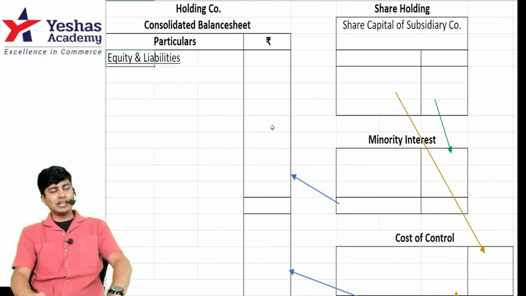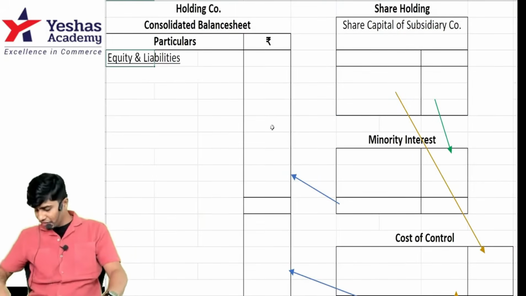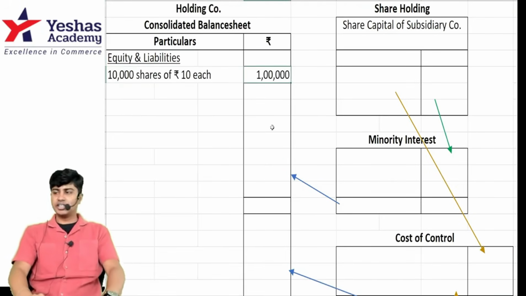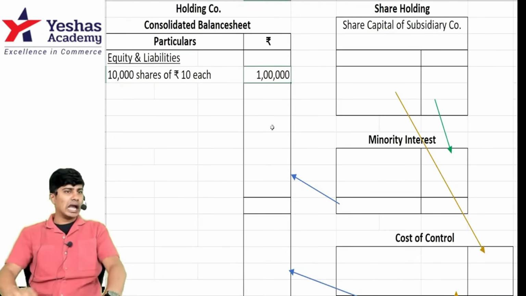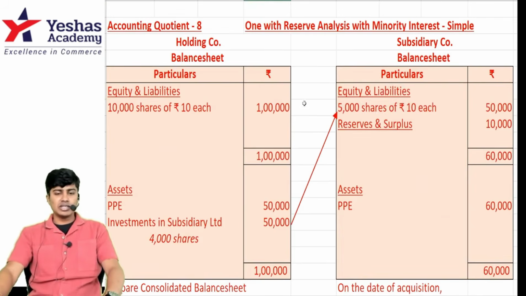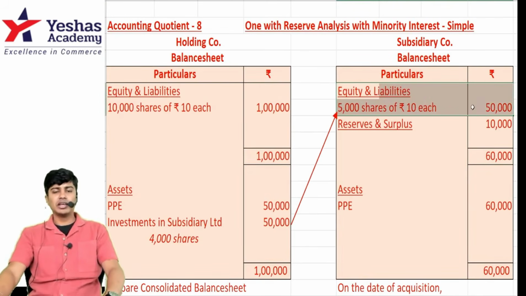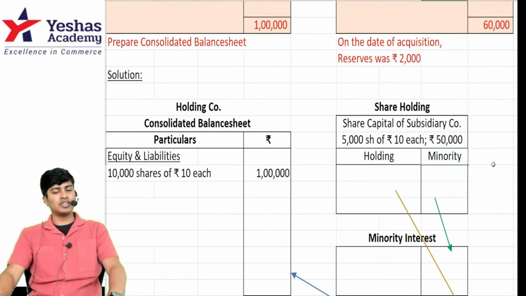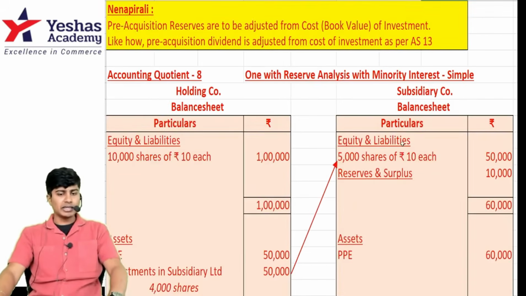How much is share capital? How much, yeah, equity share capital? Yeah, 10,000 shares of rupees 10 each, 1 lakh. Done. After this, what is the share capital of subsidiary? 5,000 shares of rupees 10 each, 50,000. I'll write share capital. 5,000 shares of 10 each, 50. Should be split between holding and minority. We'll split it later. Come back here.